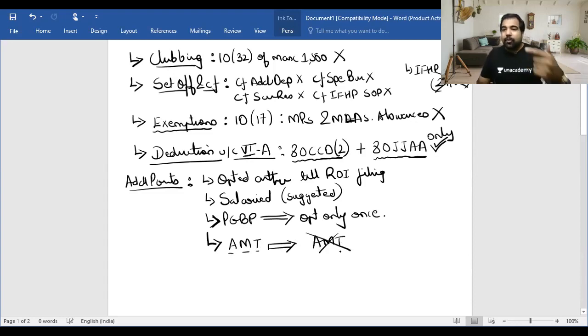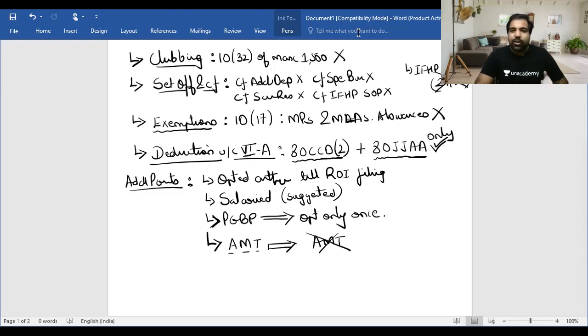So no AMT when you opt for this. So the good part: flat rates, steady rates, steady slabs. No AMT, you can opt for it anytime you want. But the bad part is a lot of deductions you have to give up. This is the better available choice.